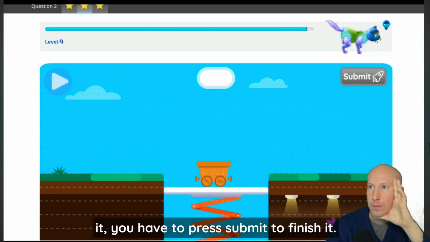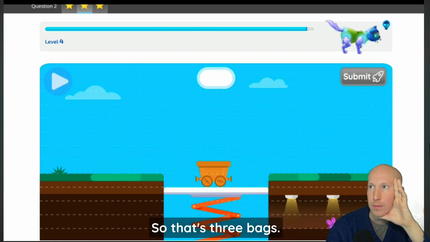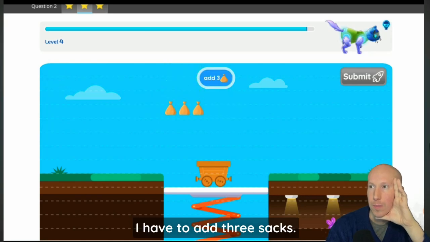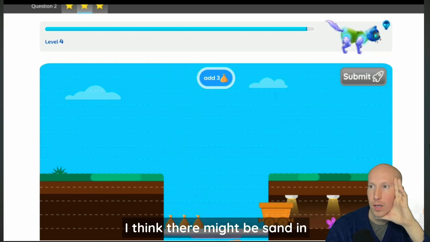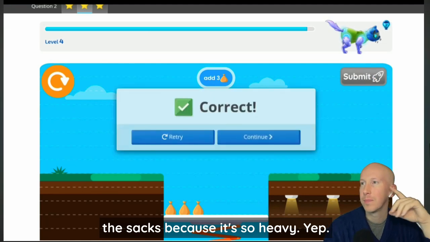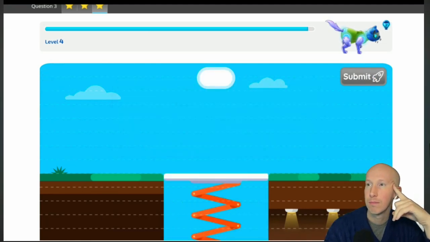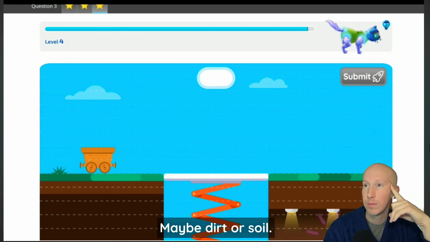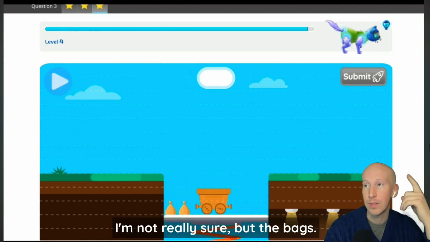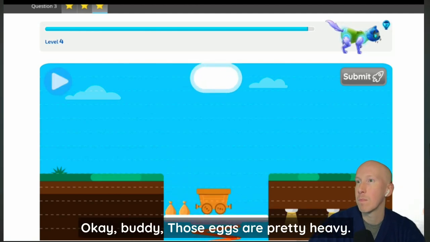you didn't finish it. You have to press submit to finish it. So that's 3 bags I have to add. Nice job. There might be sand in the sacks because it's so heavy. Maybe dirt, or soil. Good point. I'm not really sure. But yeah, those bags are pretty heavy.